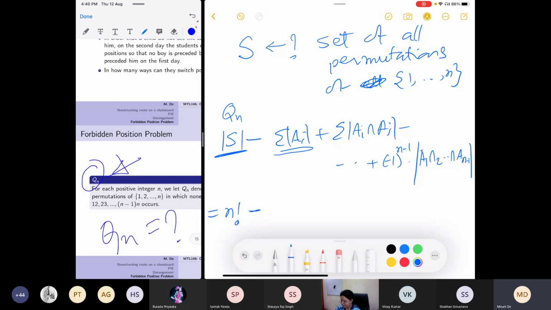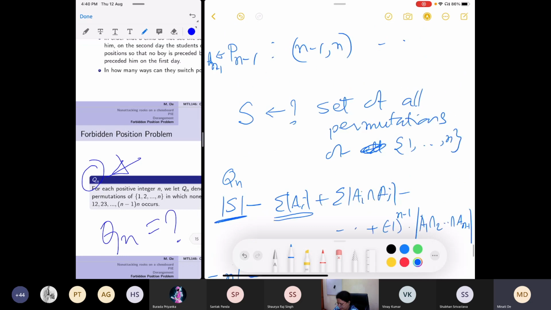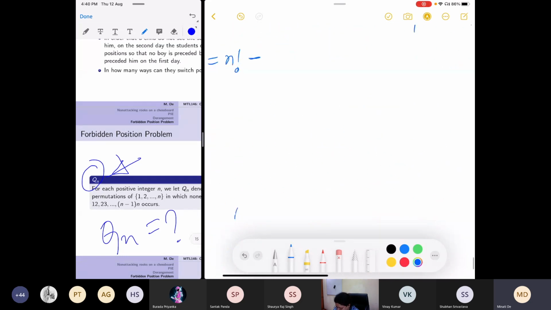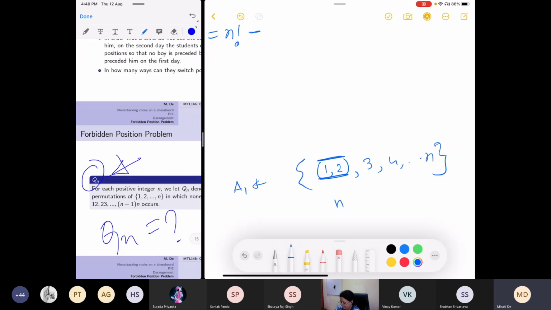Now can you tell me what this is going to be? What is the cardinality of A1? It is n minus 1 factorial. Basically, A1 is all the permutations where 1 and 2 come together. So you can consider 1 and 2 to be one symbol, and the rest of the symbols are 3, 4 up to n. Now the question is, how many ways can you permute them? That is n minus 1 factorial ways. So the cardinality of A1 is n minus 1 factorial.